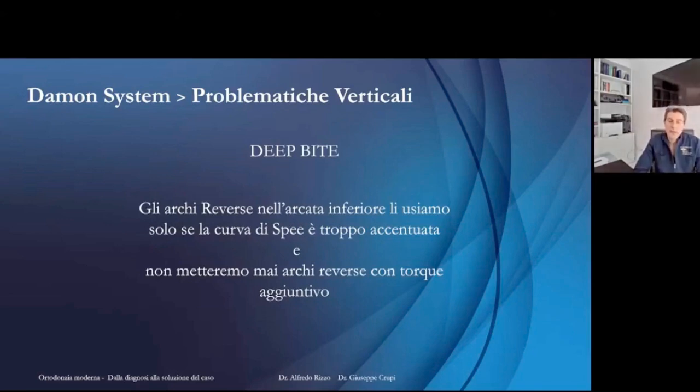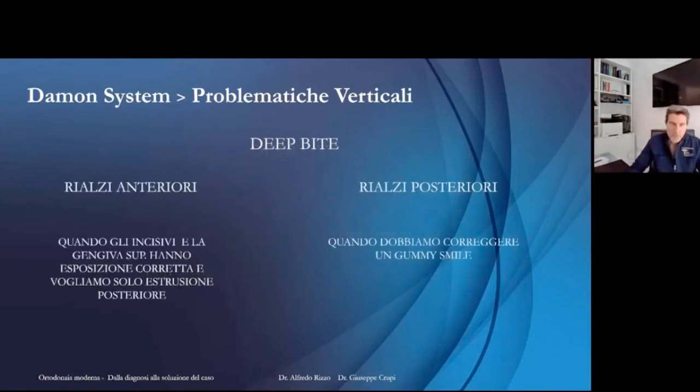Reverse arch wires in the lower jaw are only used if the Spee curve is too accentuated. And we never put reverse arch wires with additional torque on the lower jaw, of 20 degrees, for example, 20-degree torque. Of course, they are sold and we can easily buy them, but we should never use them.